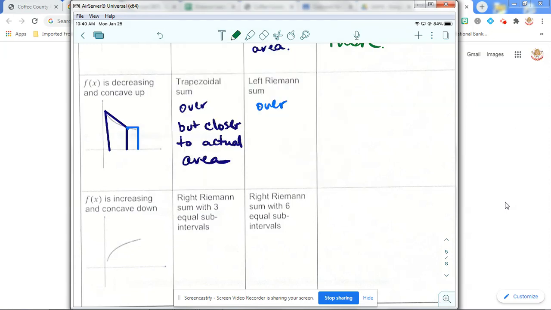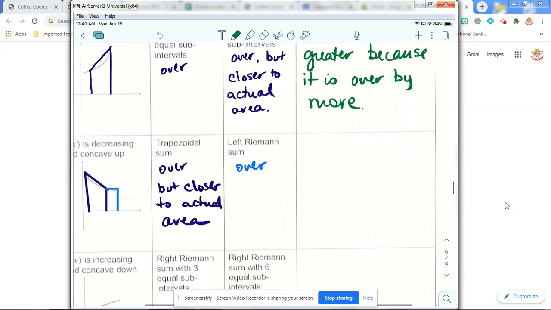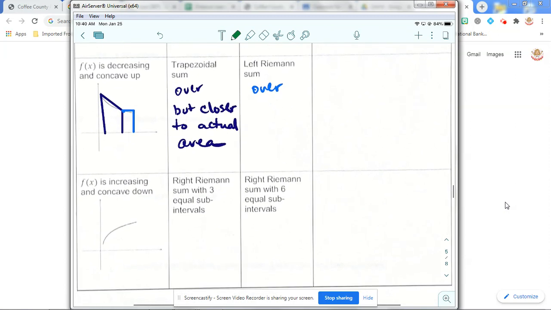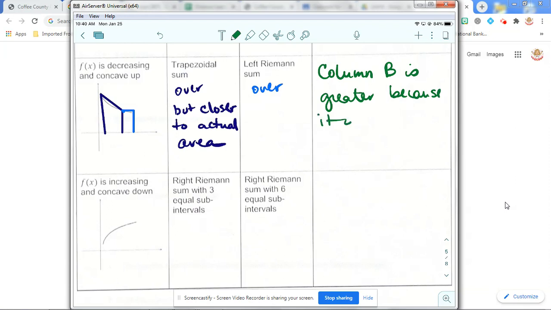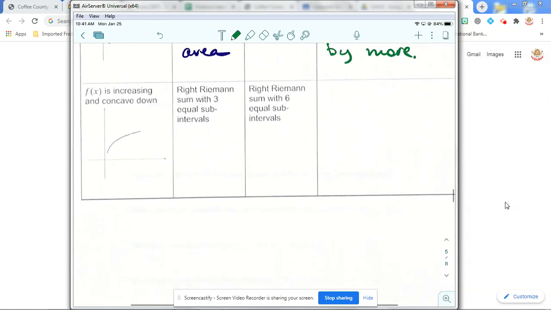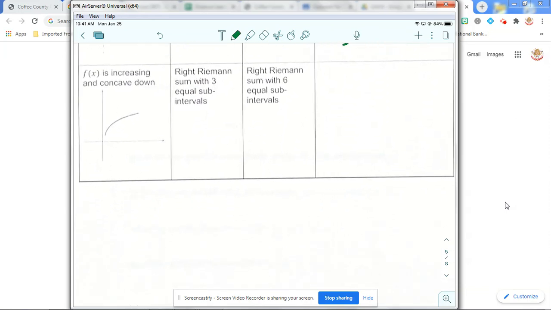All right, and then we're kind of in the same situation we were before. They're both over, but the left Riemann sum is over by more. So column B is greater because it is over by more. All right, so you could try this last one on your own.